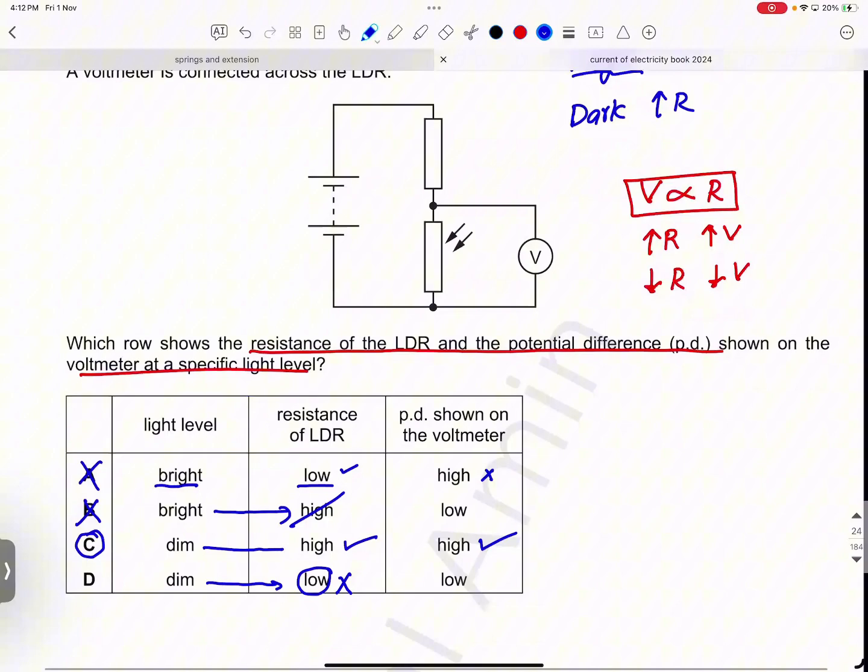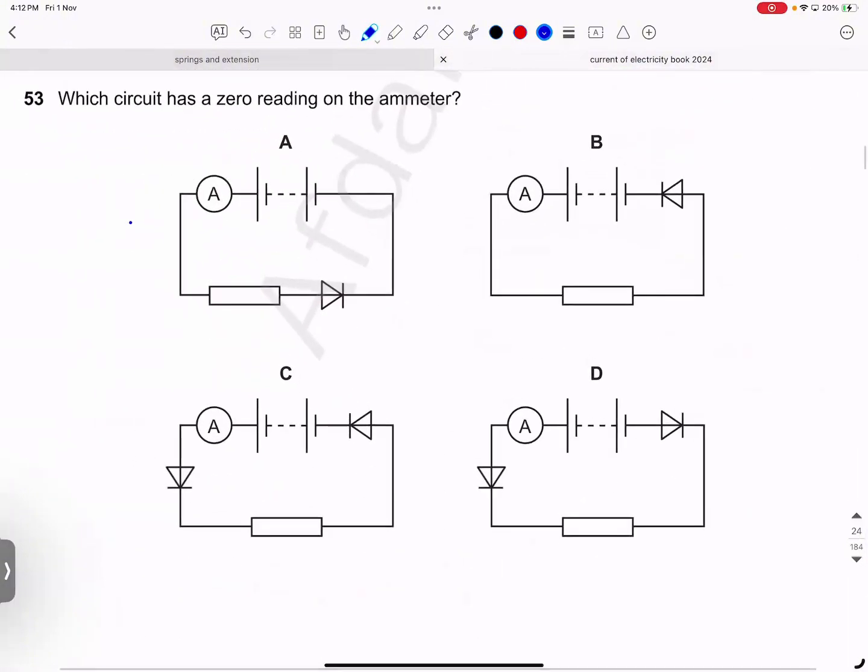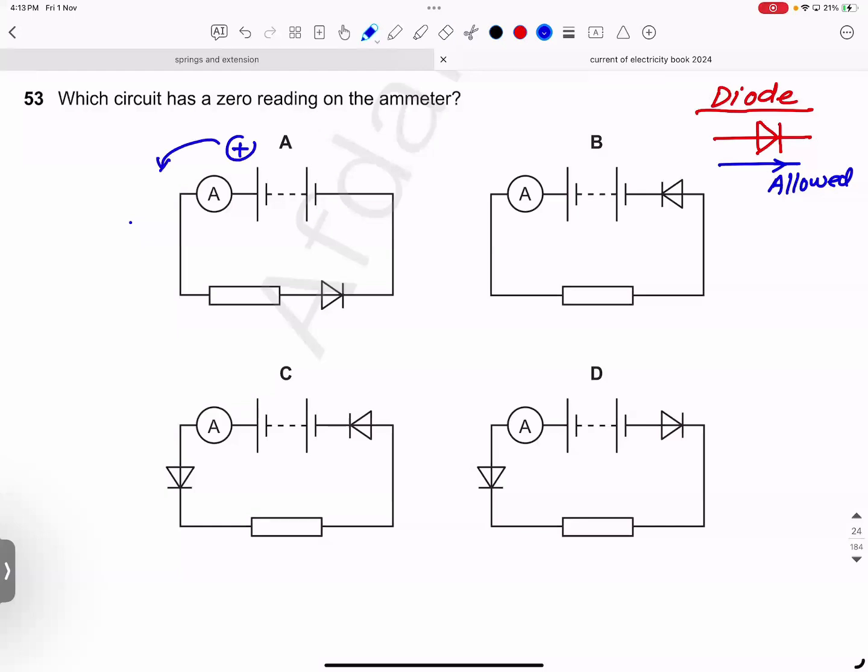Question number 53. Which circuit has a zero reading on the ammeter? First of all, you notice all these circuits have diodes. Diode is a device that allows the current to flow in one direction. The symbol of the diode is just like an arrow. If current flows this direction, it is allowed. If current flows opposite direction, it is blocked. Conventional current always moves from positive towards negative. Let's check which will block and the reading will be zero.